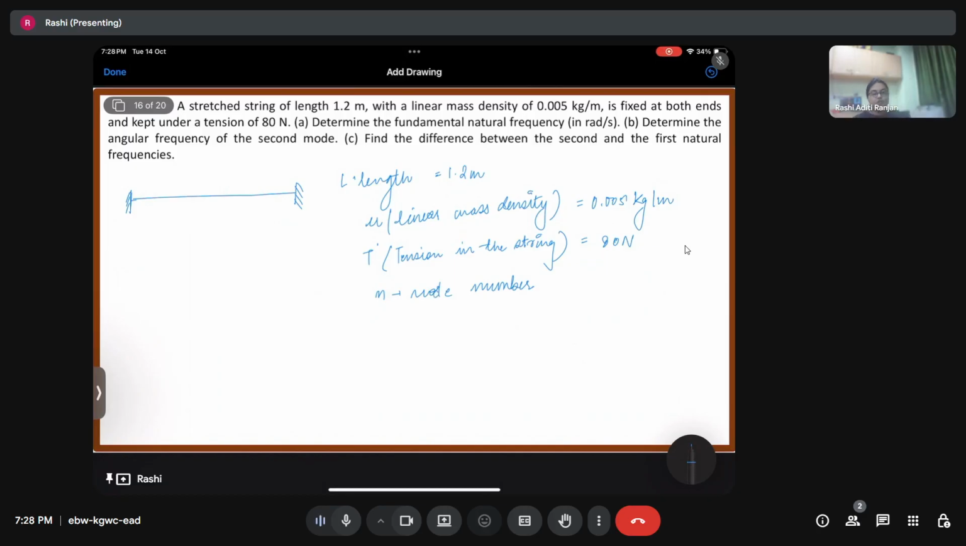Now, for a string, the expression of omega n is given as what? N pi into under root of T by mu L square, where we know what N, capital T, mu, and capital L are. We just need to put in the values and find out omega n. Correct?